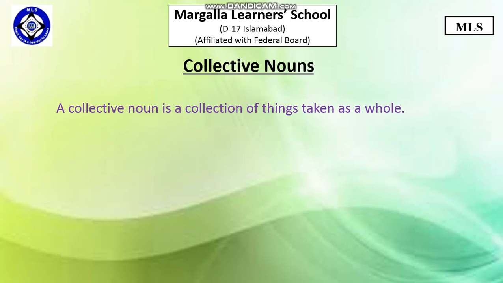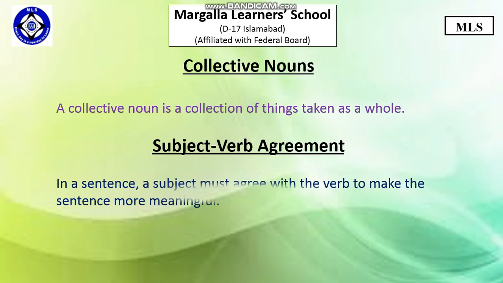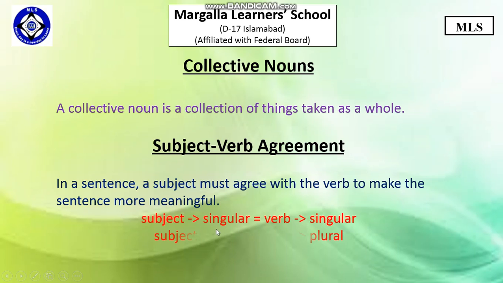Now, let's see what is meant by subject-verb agreement. In a sentence, a subject must agree with the verb to make the sentence more meaningful. Let's see what this means. It means that if a subject is singular, then the verb must also be singular. And if the subject is plural, the verb should also be plural.